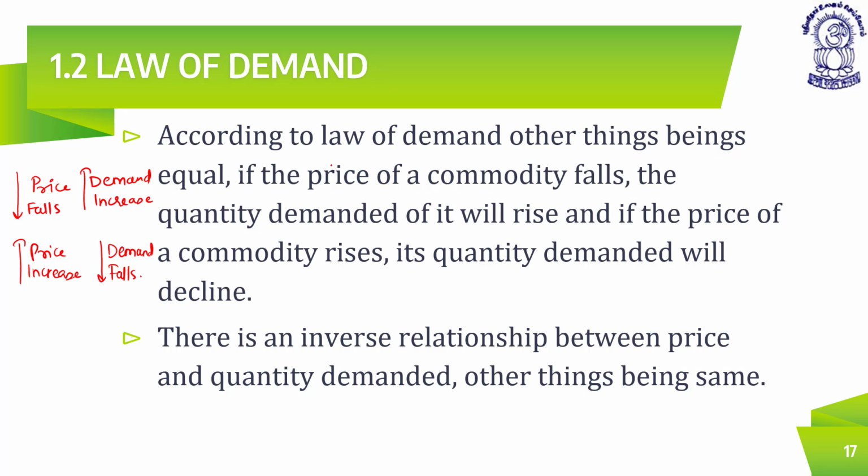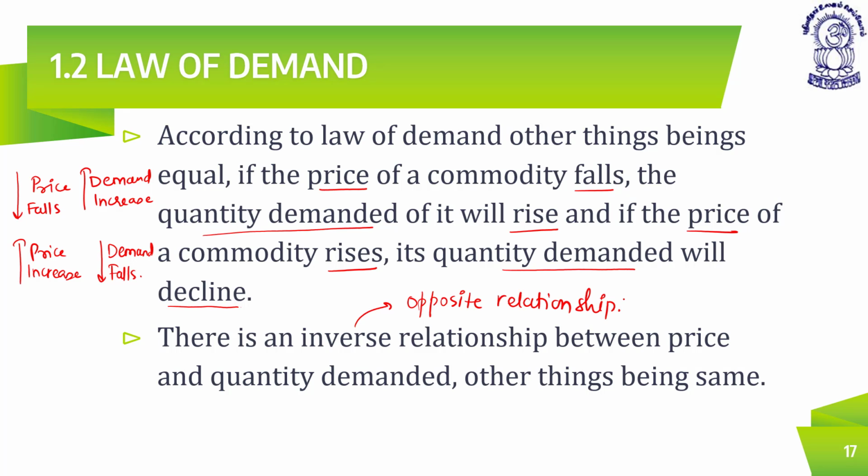Now see the definition. According to law of demand, other things being equal or constant, if the price of the commodity falls, the quantity demanded will rise, and when the price of the commodity rises, the quantity demanded will decline or fall. So there is basically an inverse relationship between the price and the quantity demanded. Inverse relationship is opposite relationship. So in case of normal goods, this would be the law of demand.